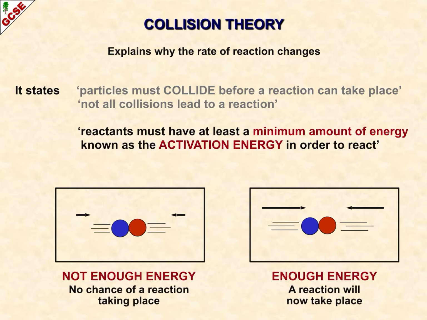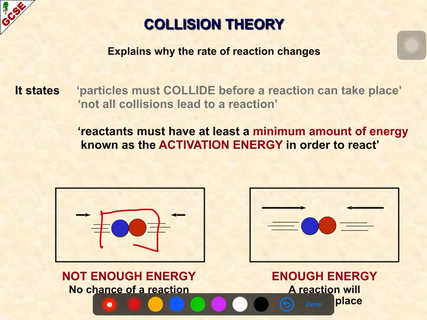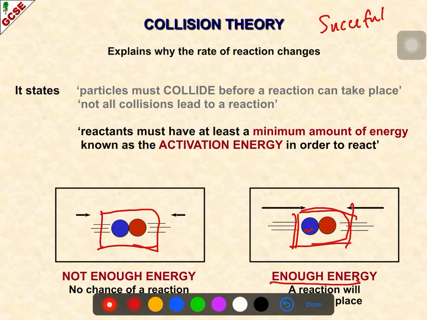Here it says that even if they collide, if there is not enough energy, there is no chance of reaction. Here they collide, and at the same time the particles have enough energy, so this can form a product. This is what we call a successful collision.